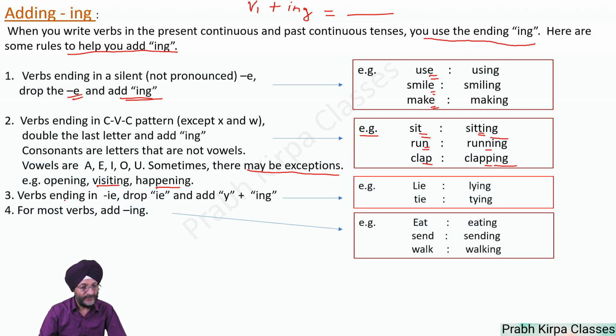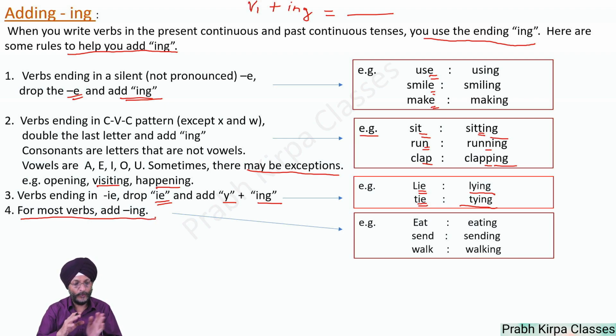Then the third rule is verbs ending in IE. For example, lie, die. In the case of these verbs, we have to drop IE. That is, this IE has to be dropped, and we have to add Y plus ing. That is, lie becomes lying, tie becomes tying. You must remember that in most of the verbs, we do not have to do anything, but just add ing. For example, eat becomes eating. We have simply added ing. Send becomes sending. Walk becomes walking.